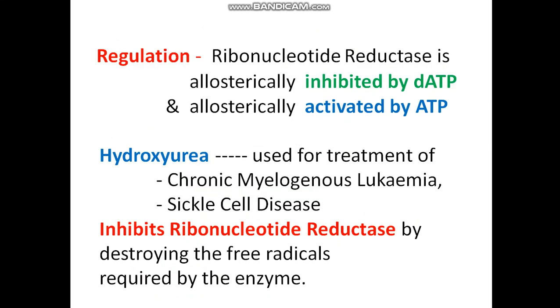Regulation is allosterically done. It is inhibited by deoxy ATP and activated by ATP. There is a drug, hydroxyurea, which is used in the treatment of chronic myelogenous leukemia and sickle cell disease. What it does? It inhibits the ribonucleotide reductase enzyme by destroying the free radicals which are required for its activity.